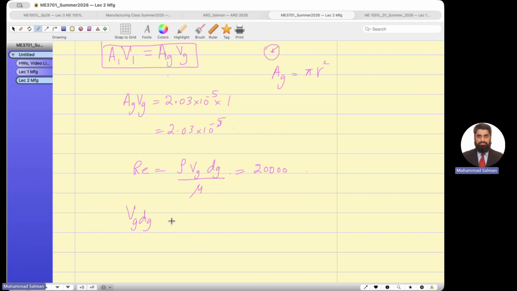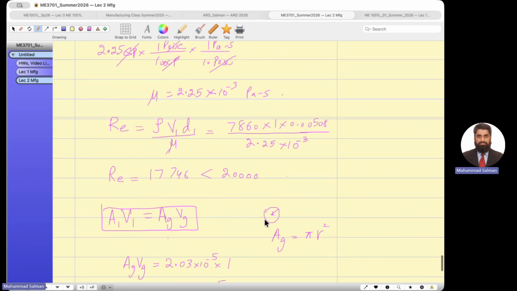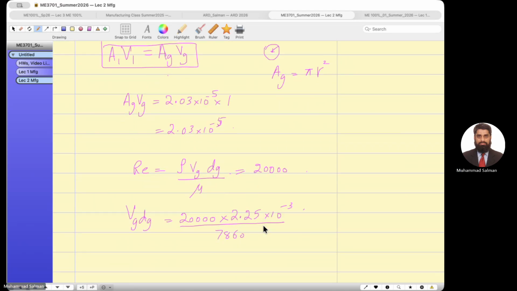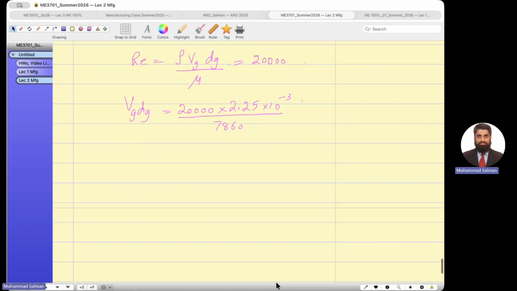So what do you guys get? Let me write down 20,000 into eta is how much? 2.25 in 10 to the power negative 3. Agreed? 2.25 in 10 to the power negative 3 divided by 7,860. And that is equal to how much? Let me calculate it in my calculator.